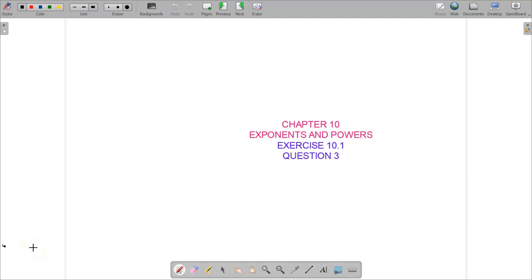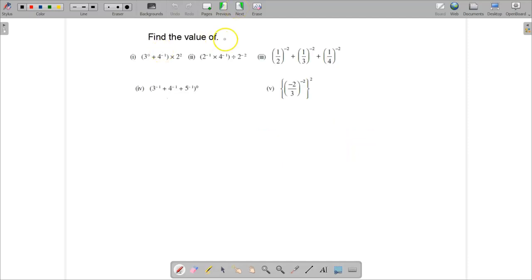Hello students, welcome you all to the video lecture on chapter number 10, Exponents and Powers, exercise 10.1, question number 3. The question is, find the value of given problems. So when we consider the first question, we have 3 power 0 plus 4 power minus 1 into 2 power 2. So we need to find out the final value for this problem.